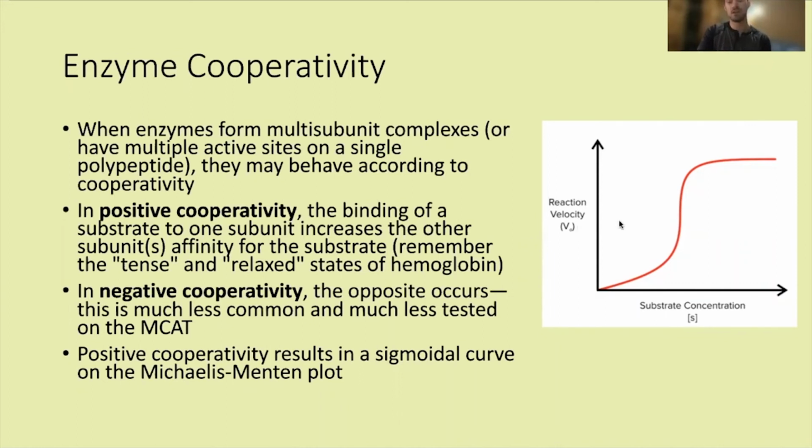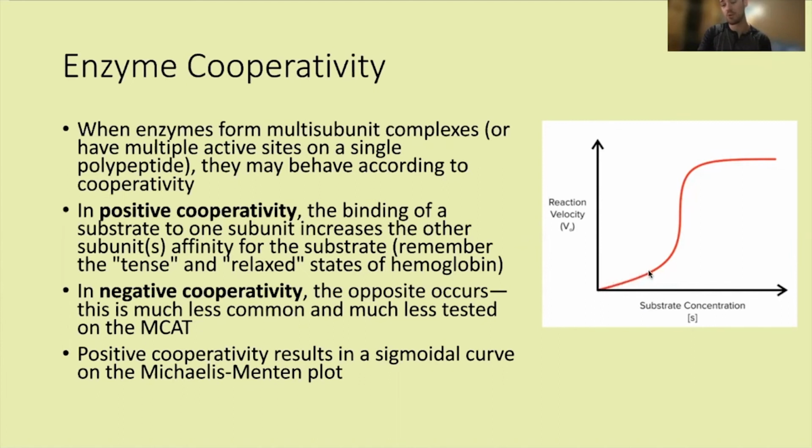So if you look right over here, this is the Michaelis-Menten plot for a positively cooperative enzyme. And this has a sigmoidal structure. This has a sigmoidal curve right over here. This S is called the sigmoidal curve. So if you look at it, the reason why is because we start in this tense state over here. So the increasing rate is slow because we're in that tense state.